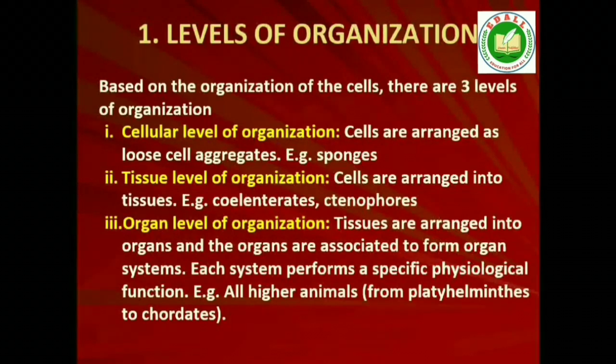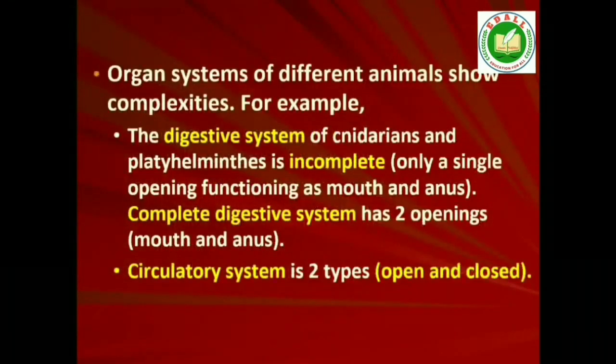A still higher level of organization, that is, organ level, is exhibited by members of platyhelminths and other higher phyla, where tissues are grouped together to form organs, each specialized for a particular function. In animals like annelids, arthropods, mollusks, echinoderms and chordates, organs have associated to form functional systems, each system concerned with a specific physiological function. This pattern is called organ system level of organization. Organ systems in different groups of animals exhibit various patterns of complexities.